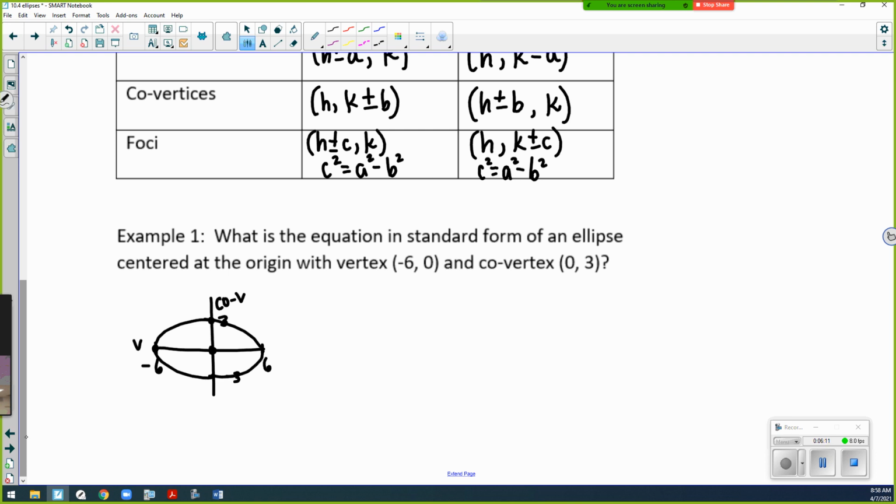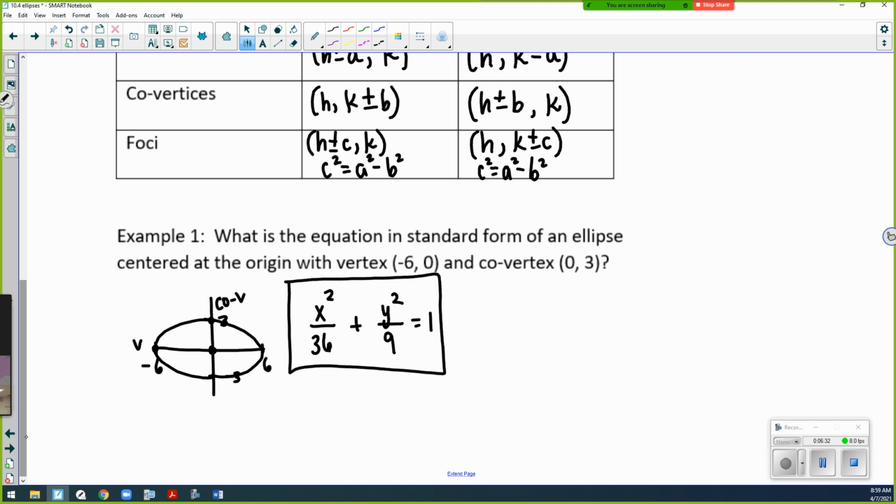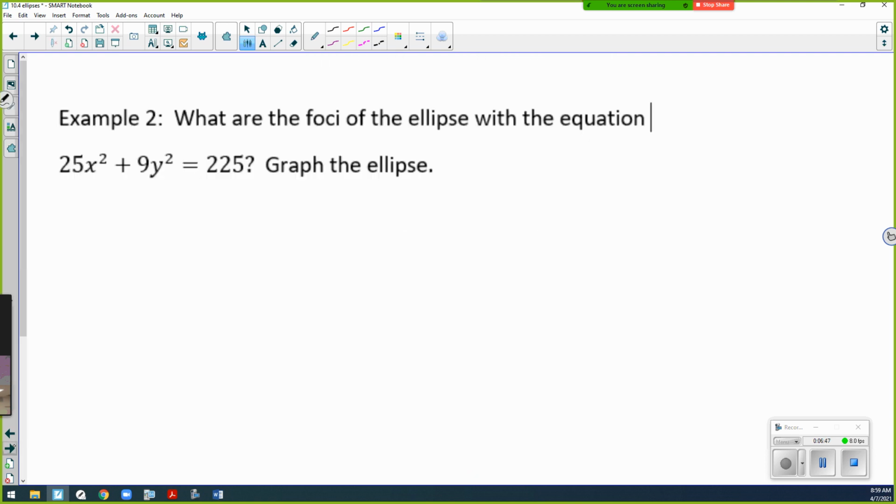Okay, looking good. So clearly this is oriented horizontally, so I'm going to look in that middle column of my chart, and I'm going to have (x minus 0) quantity squared over 36, plus y squared over 3 squared, which is 9, and then equals 1. So, done. So what did we do here? We practiced working with our vocab, co-vertex, vertex. We kind of lucked out because we were centered at the origin, making h and k 0 and 0. All right, done. Next example, example 2.